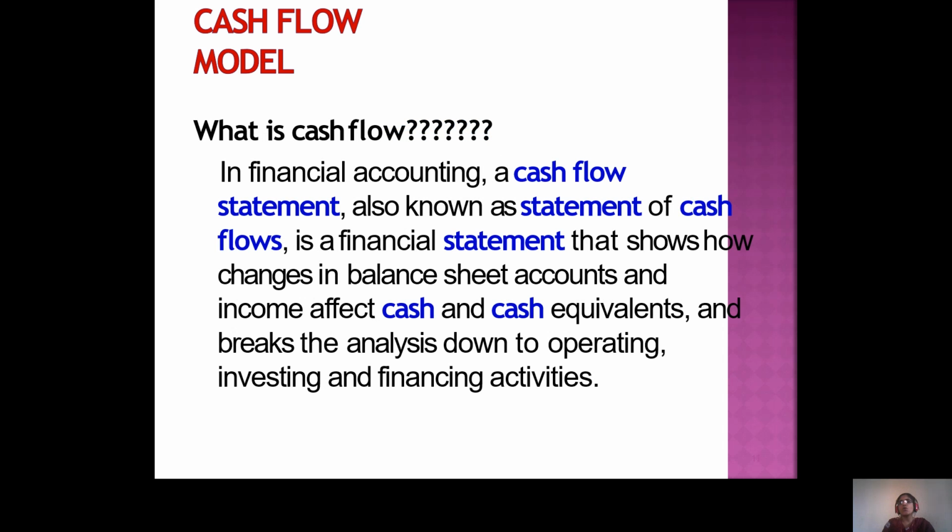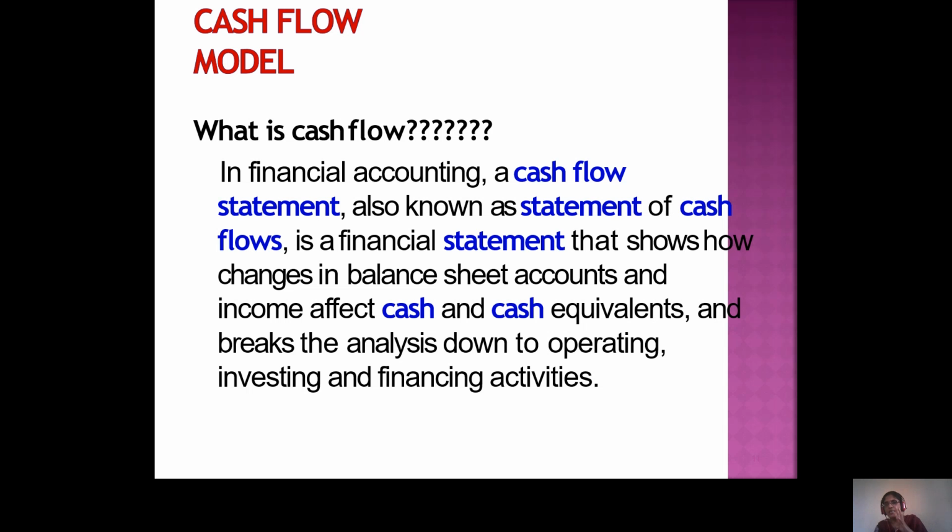Next, cash flow model. What is a cash flow model? In financial accounting, a cash flow statement is also known as a statement of cash flows. The financial statement shows how changes in balance sheet accounts and income affect cash and cash equivalents, and breaks the analysis down to operating, investing and financing activity.